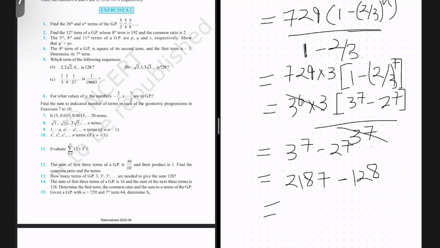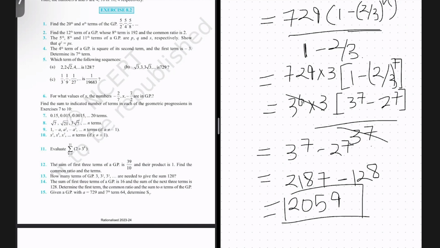So plugging the values here, 2187 minus 128, and when you solve that, you get 2059. Right. So that is going to be your S7, which represents the sum up until the 7th term. And when you have the values of A and R, it's very trivial for you to find out S7. And as you see, we practically skimmed through this question, and we are able to do so because we have already been given the values of A and R, right?